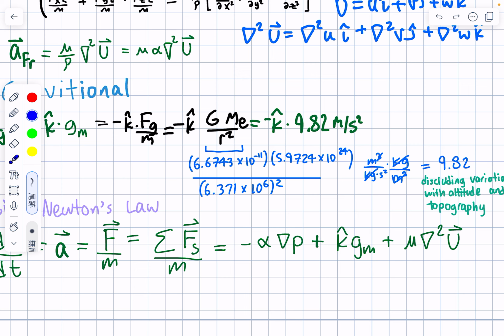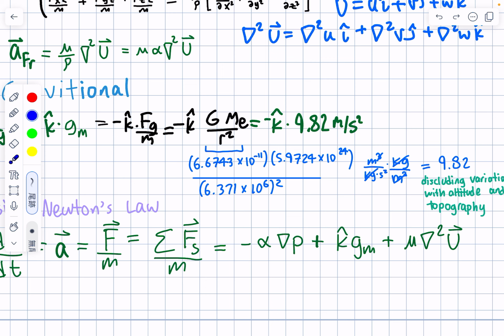Well, if you were to limit it to just 2 decimal places, so 6.67 and 5.97 and 6.37 squared, you would get something closer to 9.81. However, I think a more accurate reason why it's 9.81 is because gravity on Earth actually changes with altitude and topography.